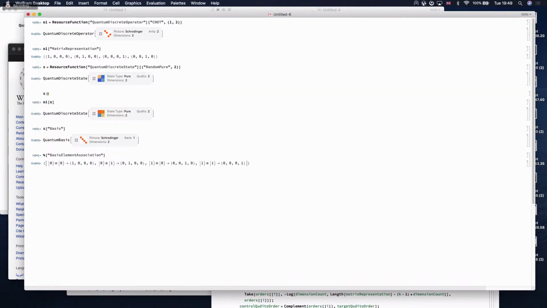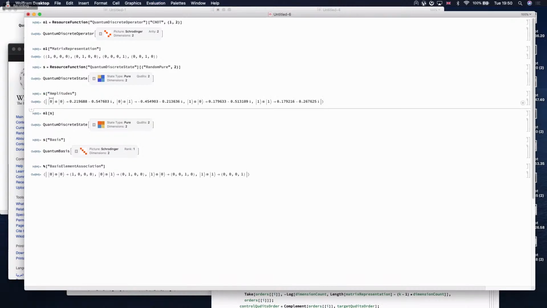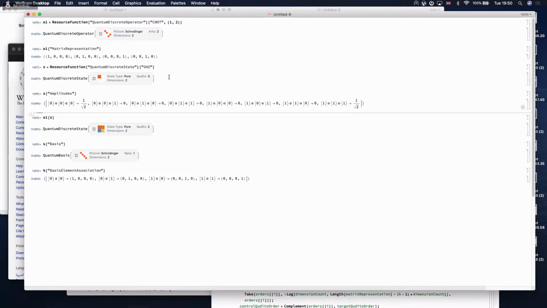So this is in the computation. If we get S, we can say amplitudes. You can see this explicitly written out as an association of a tensor product of two computational basis states and the associated matrix element. Why isn't that an exact number, by the way? Because this is a random pure state. If we used an actual state, like GHZ or something, then they'd be proper numbers.